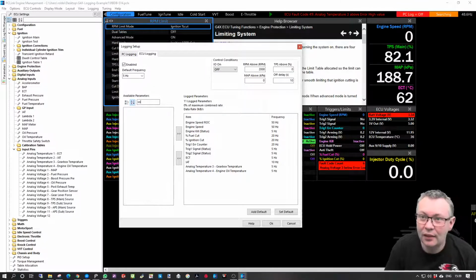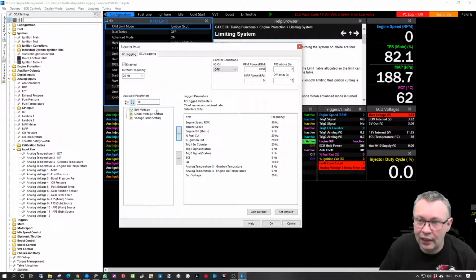Sorry, they've changed that. But anyway, while we're here, battery voltage, very good one to log. Maybe log it at 20 hertz. If you've got an alternator failing, a kill switch, or just you're getting bad voltage to your ECU rather than the rest of the car, it's a good idea to have that.